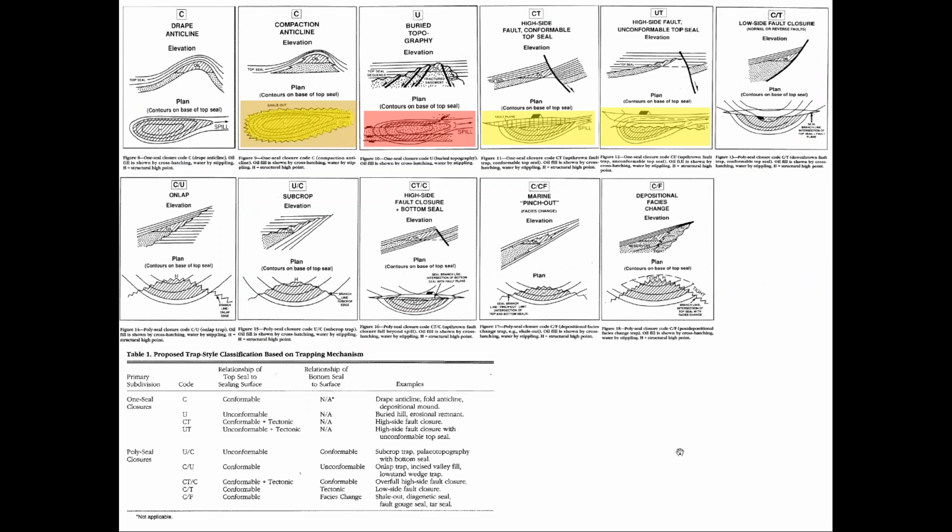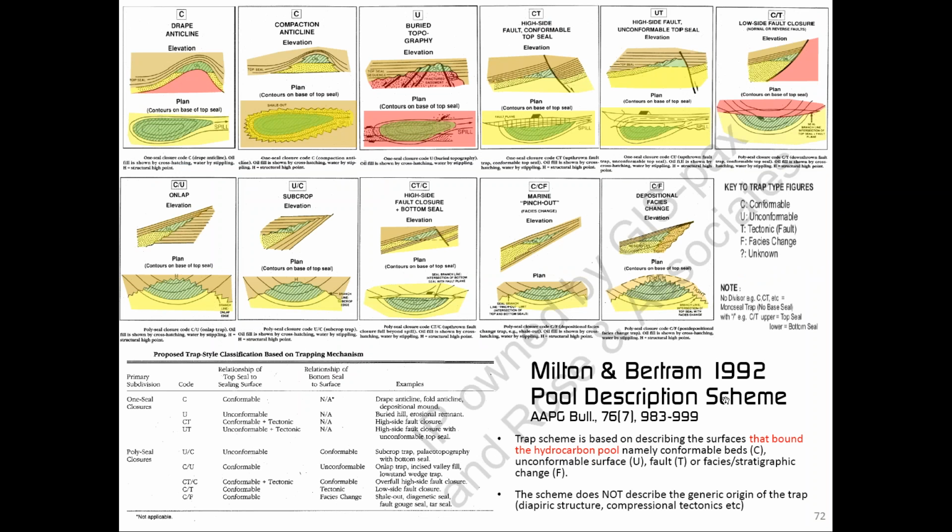And then the Milton and Bertram scheme, and this is a summary from the paper. It's simply a set of letters, C, U, T, F are the main ones. Conformable, unconformable, tectonic, which is a fault, and then facies change. So simple anticlines are simply Cs. A tilted fault block is a CT, conformable and tectonic.